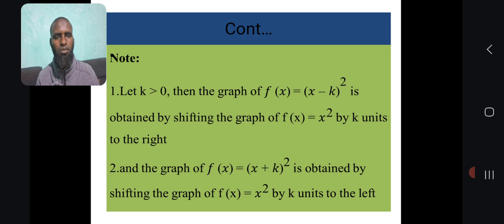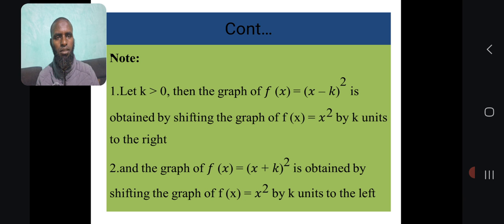K units to the right. The graph of x minus k, the whole squared. This is somewhat different. And the graph of f of x equals x plus k, the whole squared, is obtained by shifting the graph of f of x equals x squared by k units to the left.